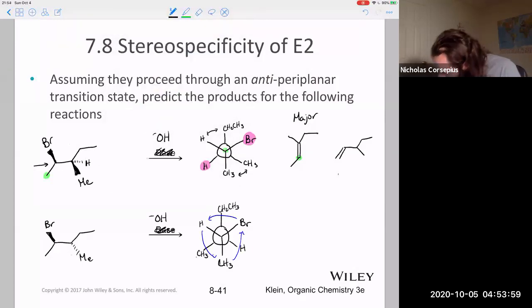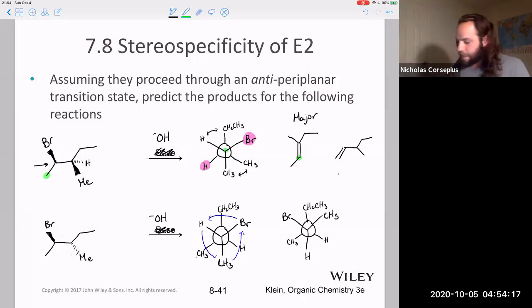So that means I'm going to start off just going to draw my back carbon the exact same. And now I have rotated it. Now these are coplanar, my bromine and my hydrogen. So now this elimination can occur, but now notice that these methyl and ethyl groups are on the same side, and then methyl and hydrogen are on the same side.